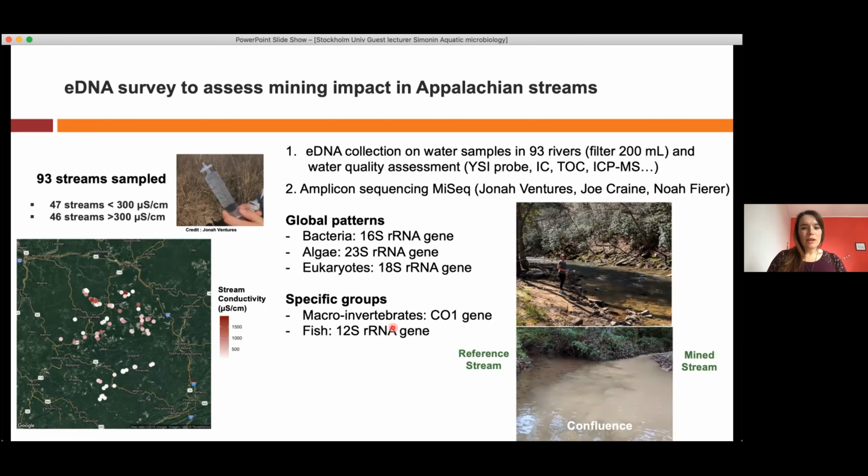And so then we extracted the DNA from the filters, and we performed amplicon sequencing using the Illumina MiSeq technology. And we targeted different genes to target different groups of organisms. So 16S for bacteria, 23S for algae, 18S for all the other eukaryotes, not including algae. But also we targeted specific groups of organisms to have a higher resolution in the taxonomic assessment, so for macroinvertebrates and for fish.